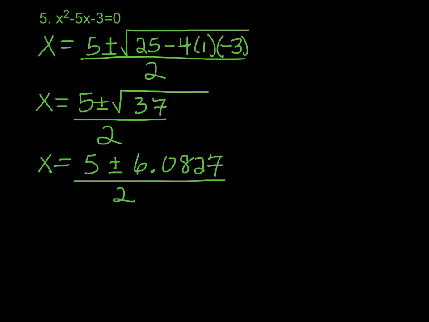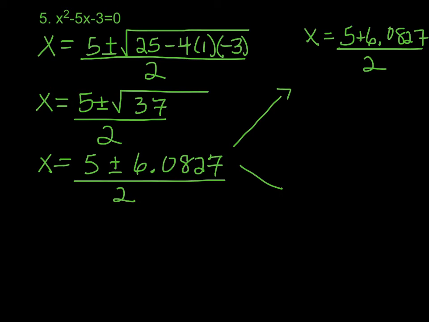All right, now at this point, what you want to do is split up your answer into 2. So one of them will be x equals 5 plus 6.0827, divided by 2. Sorry, that's a little squishy and ugly. And then the other one will be x equals 5 minus 6.0827. And that whole thing divided by 2.